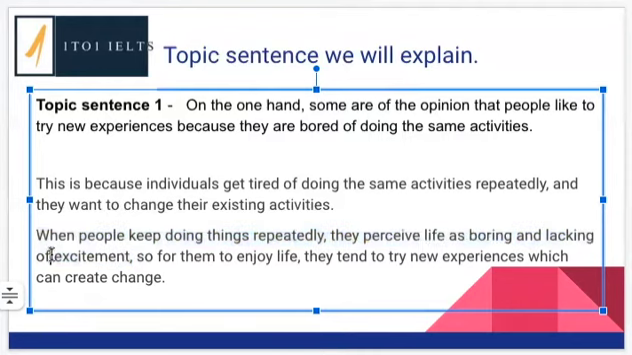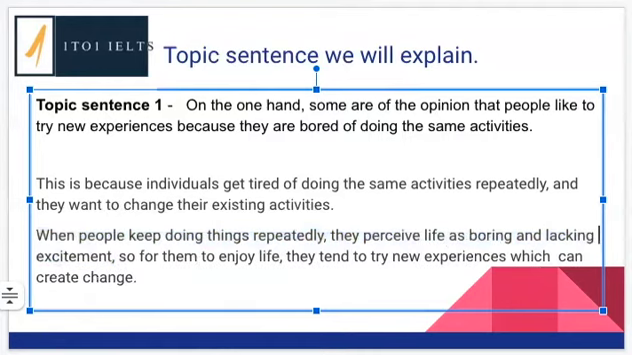Here, I just say lacking excitement. So no need for this preposition here. So for them to enjoy life, that's fine. They tend to try new experiences which can create change. Okay, and then we've kind of got a result in here as well. Really, really nice. What type of condition is this?